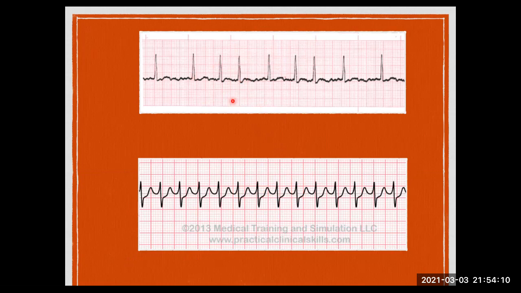So let's look at the similarities. Both of them don't have P waves, and both of them have narrow QRS complexes. But what's the biggest difference? Atrial fibrillation is absolutely irregular, and supraventricular tachycardia is absolutely regular. Why is it important to know this? Because of how you're going to treat these patients. The way that you treat atrial fibrillation is completely different to the way that you treat a supraventricular tachycardia.